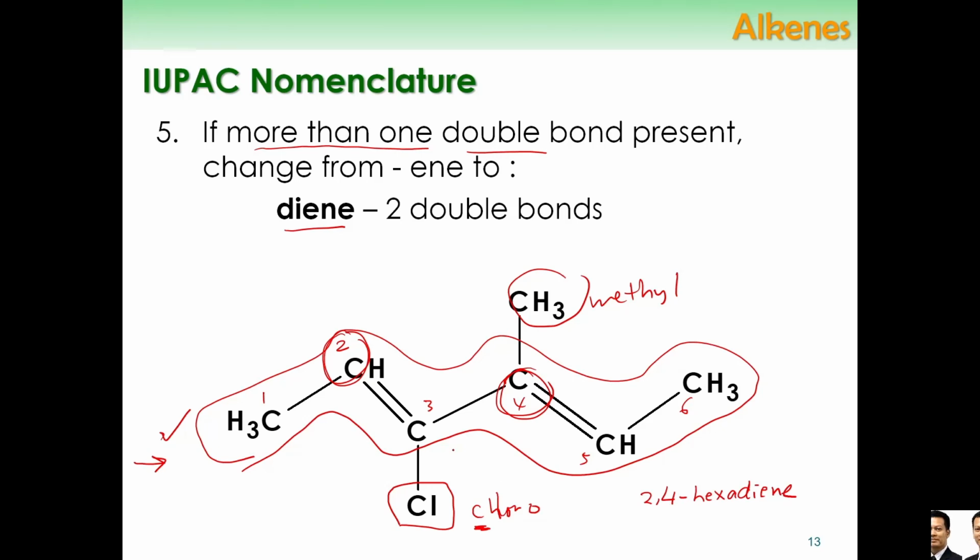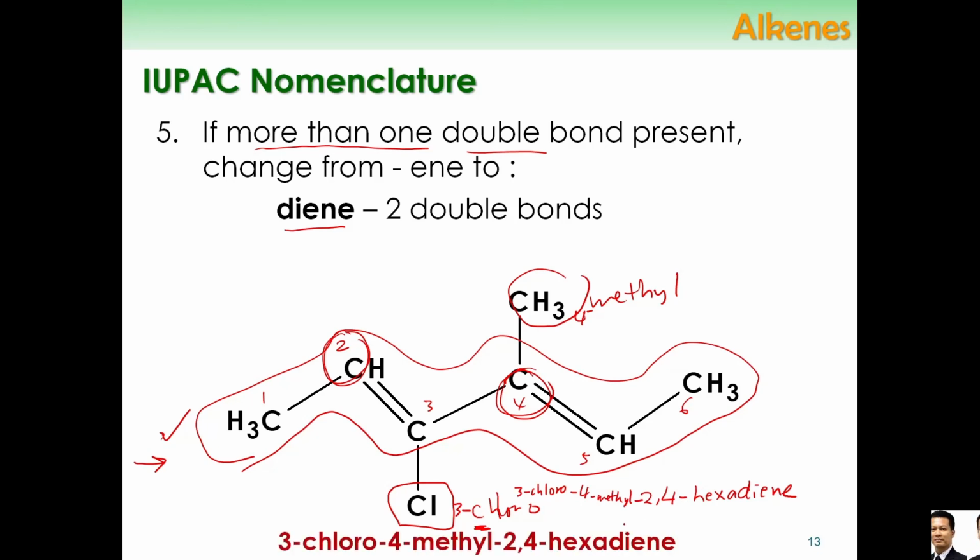and position number 4. And chloro is 3 chloro and methyl is 4 methyl. So the full name for this thing is 3 chloro 4 methyl dash 2, 4 dash hexadiene. Okay, so is it correct? 3 chloro dash 4 methyl dash 2, 4 hexadiene. Okay, so this is how you are going to name if more than one double bond is present.